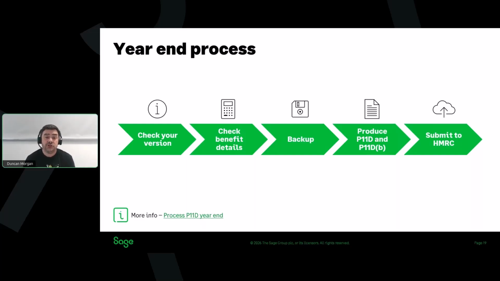You can then go on to produce the P11D forms. So you can do printed versions for your employees, or you can email a P11D to them. You would complete the employer declaration, that's the P11DB, check your Class 1A national insurance contributions. And once you've confirmed all of that, you would go ahead and submit to HMRC.